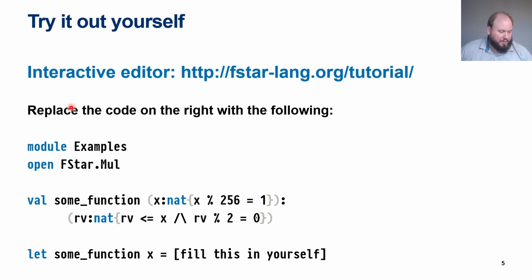Let's continue then. Would anyone like to suggest what would be something that you could put into this function? You don't have to have necessarily gone to this web page and proven it, but what would be some example of a function that would satisfy this? It takes in a value that is equal to 1 modulo 256, and it returns an even value less than the input.